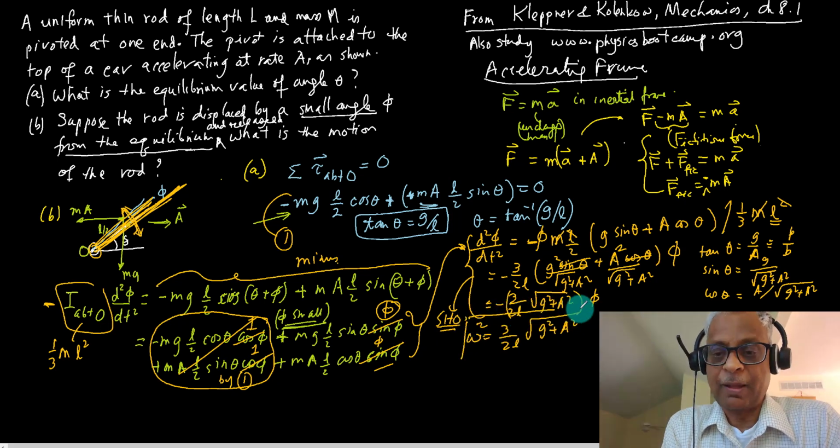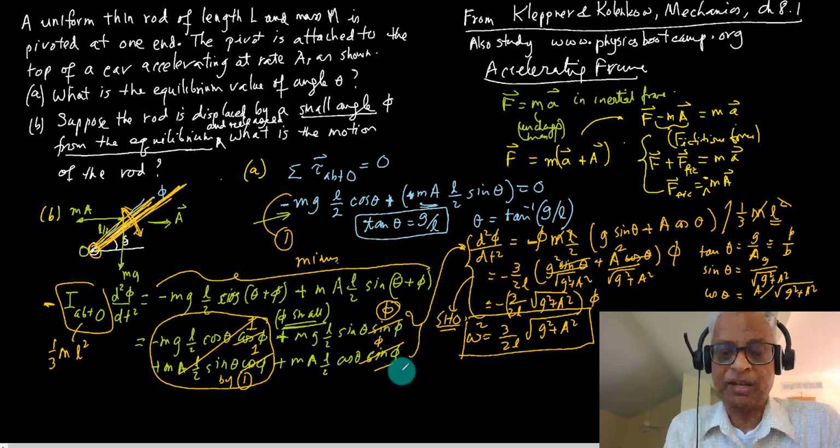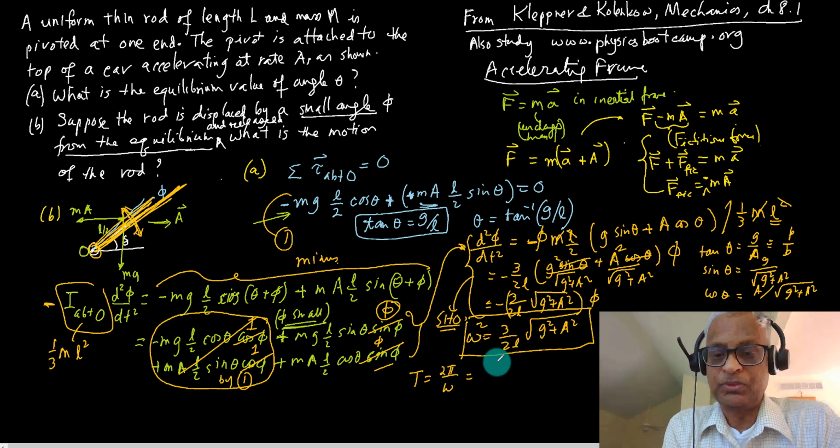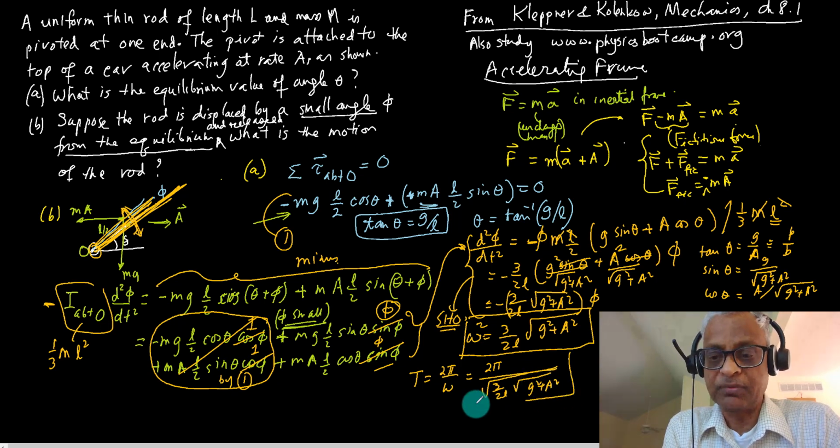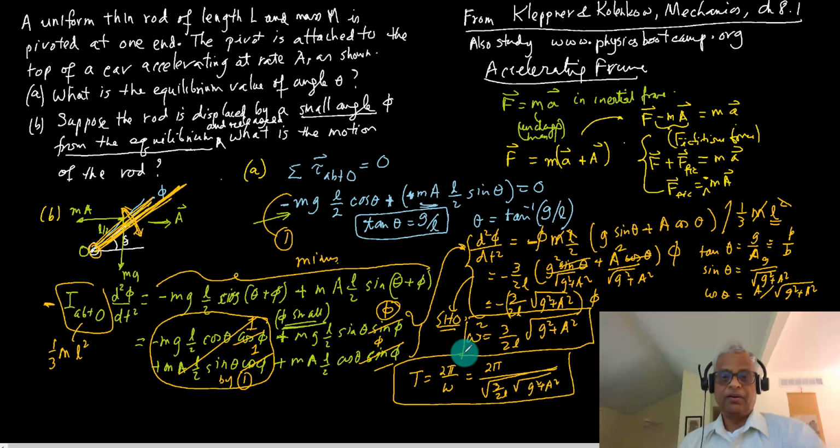So another way to write it down is time period will be 2 pi over omega. So you can see, take a square root. So 2 pi over square root of this stuff, 3/2L square root of g square plus a square. Okay, that's a pretty interesting problem.